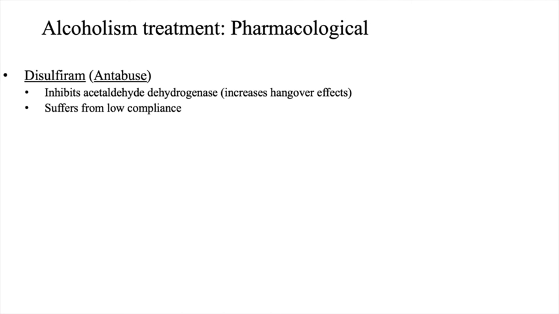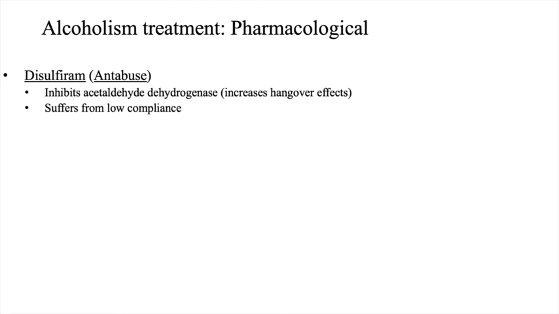So the first one is disulfiram, which is also called Antabuse. It basically inhibits acetaldehyde dehydrogenase, so it increases the hangover effects. It's basically inducing that genetic change that we saw in 10% of the Asian population, where they have two inactive forms of acetaldehyde dehydrogenase, which makes alcohol a very unpleasant experience. It suffers from low compliance.